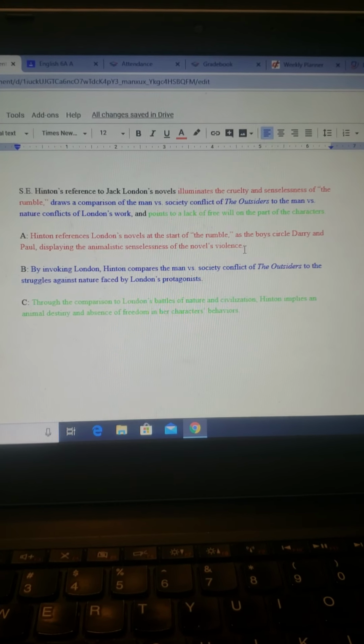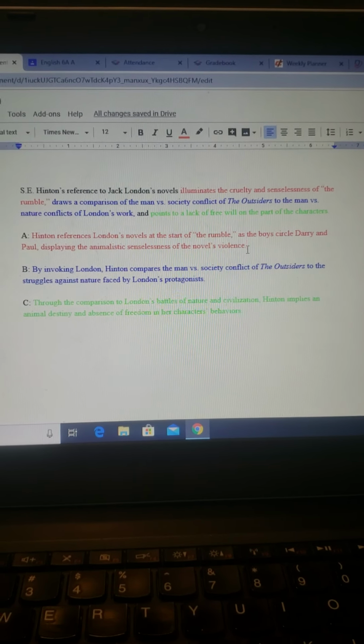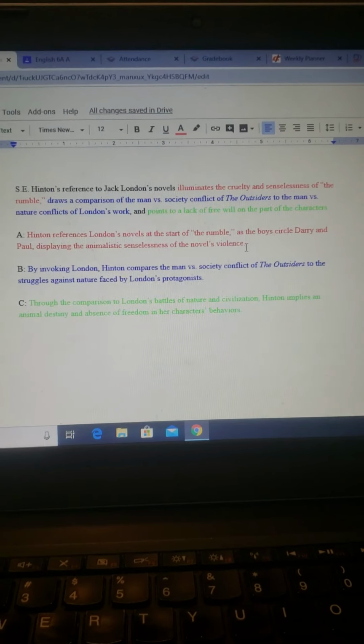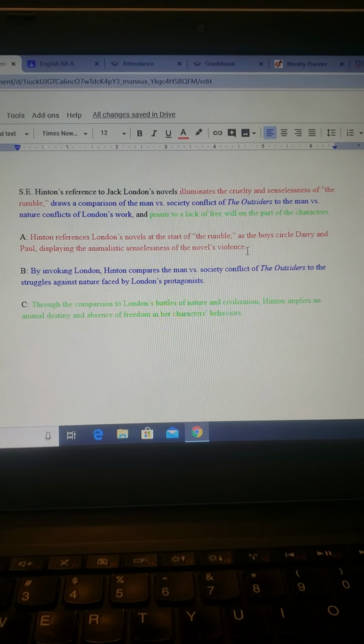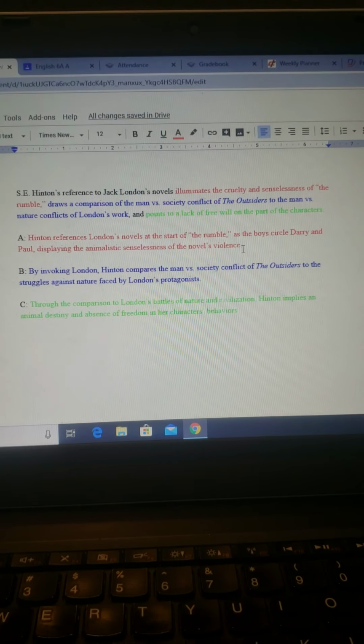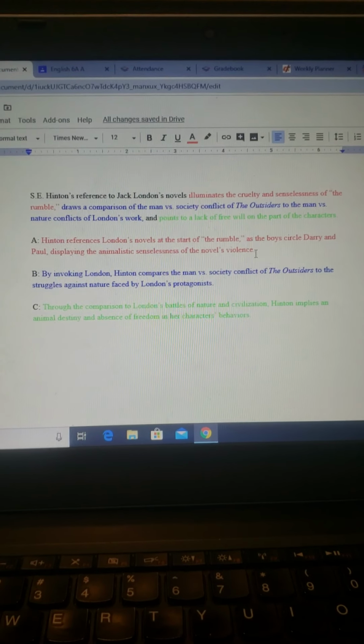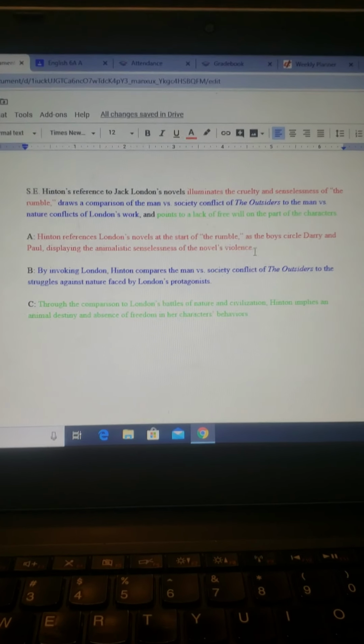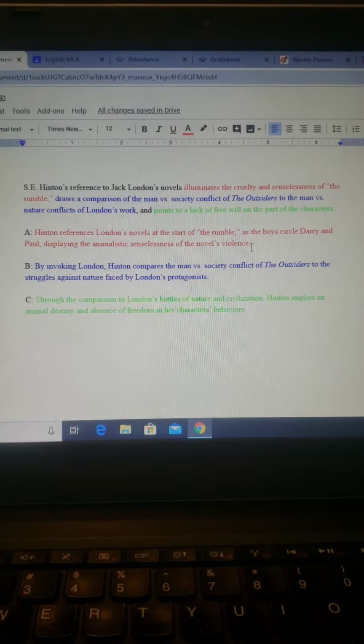I don't remember her name. I want to say she was a female Newfoundland or something. He talks about how they circle her and then all the dogs jump in at once. Those images are very much like the Rumble. They're waiting on Darien Paul to start the violence, and then they all kind of jump into it. So I think that would be a very easy paragraph to write.